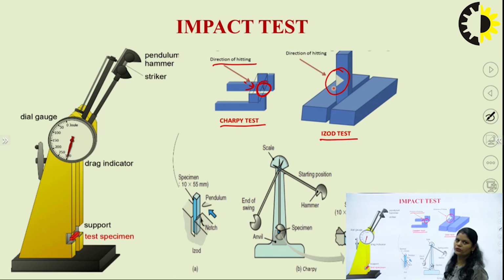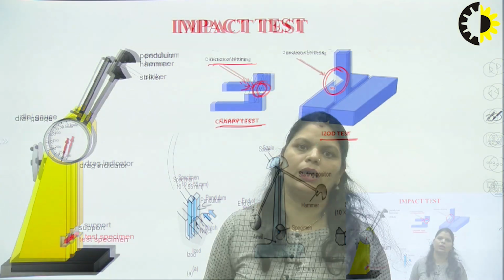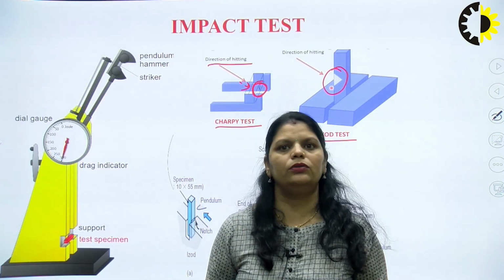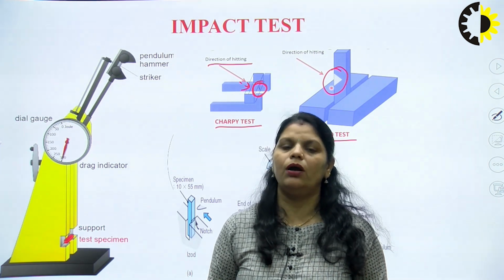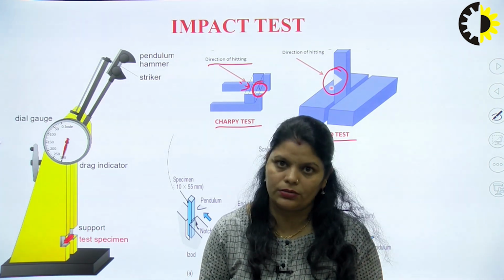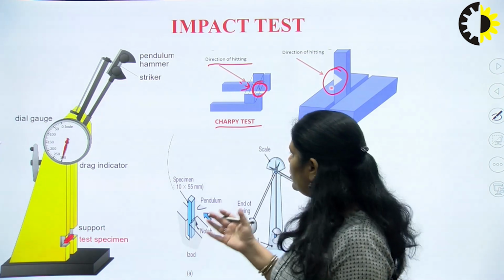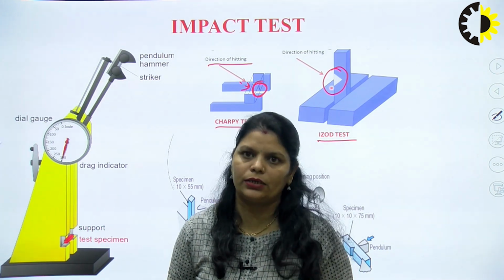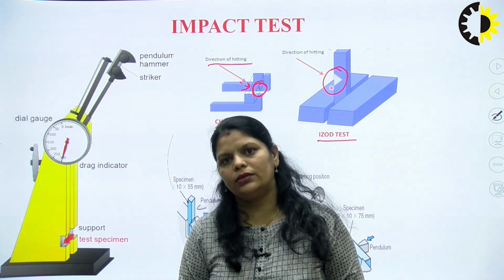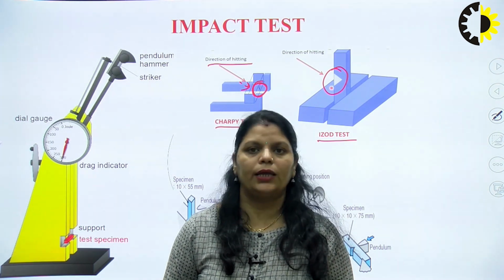So this is all about the different tests that we can perform on our material to check what type of characteristics and what type of behavior that particular material has. So this is all about today's lecture. In the next subsequent lectures we will start the mathematical modeling. So thank you so much.